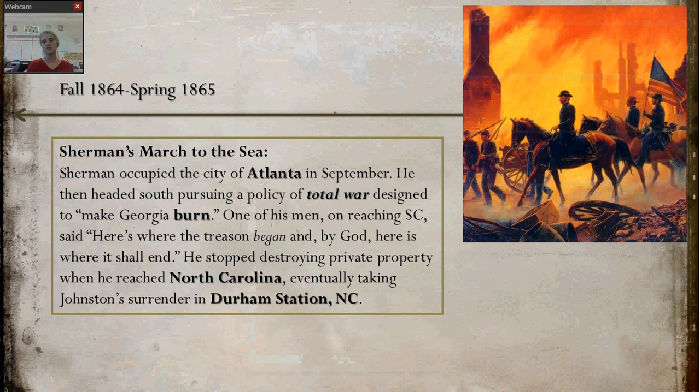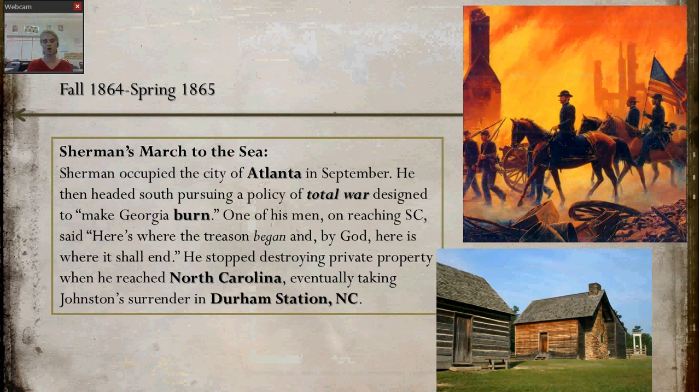So this is just a picture of Sherman marching through Atlanta as Atlanta burns. This photograph down here is of Bennett Place, which is a small farmhouse in Durham. It's still there. You can still go visit it. I recommend that you do that. Sherman got a really bad reputation for what he was doing in the South. They called him a devil, and they hated him because he was destroying everything in his path as he was marching through the South. So this is going to effectively end the war.